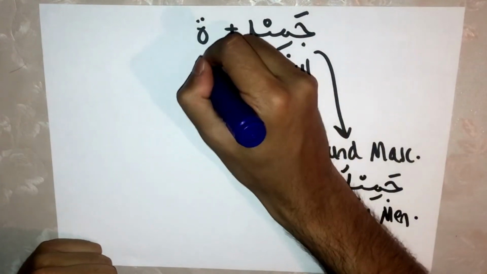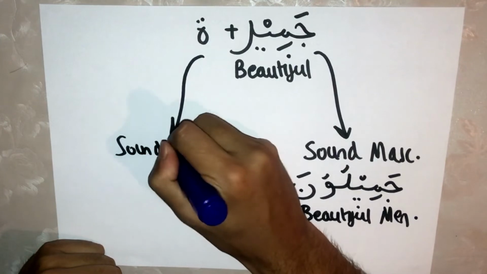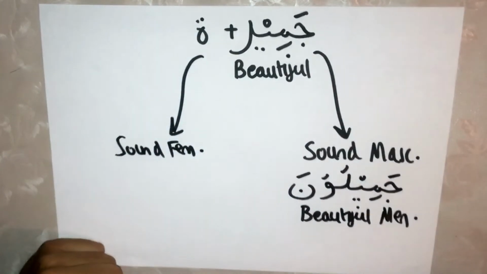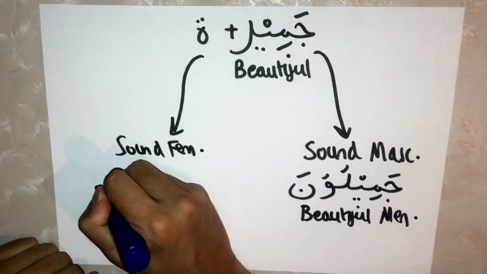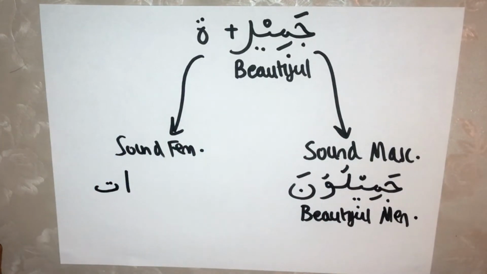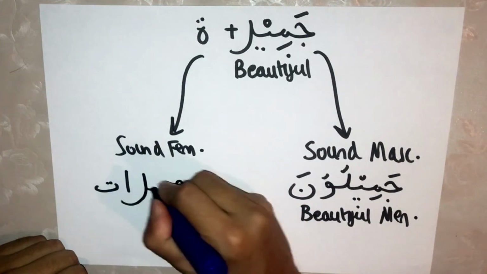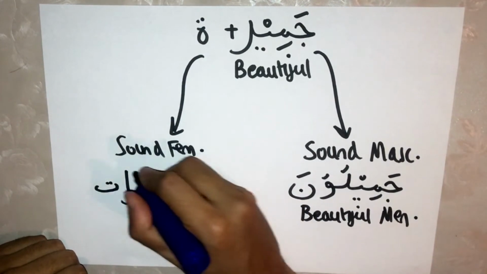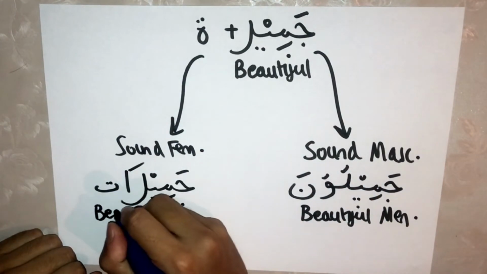So now, how do we make the sound feminine plural? What we do is add an alif and a ta at the end of jamil, forming the word jamilat, meaning beautiful women.